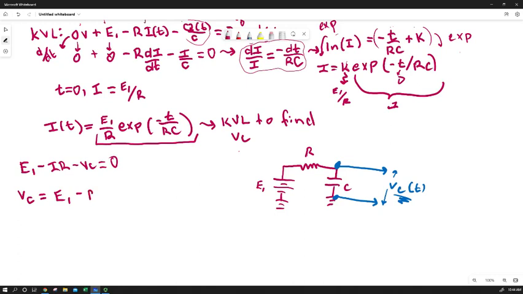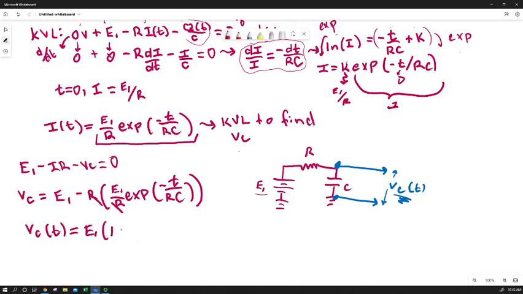So we have R times E1 over R times exponent of negative t over RC. So that cancels, and we can say the voltage drop over the capacitor at any time is equal to the voltage that we drove it with, our initial step, times 1 minus exponent of negative t over RC.